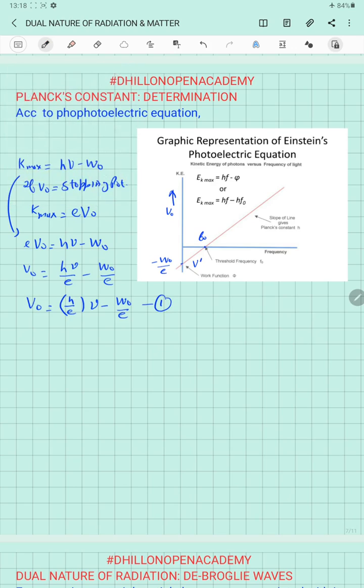Now if we compare this equation with the equation of a straight line, y is equal to mx plus c, equation 1 is actually the equation for this straight line which we are getting on this graph between the stopping potential and the frequency, where the slope of the line m is actually equal to h by E, and the intercept c is equal to minus w naught by E.